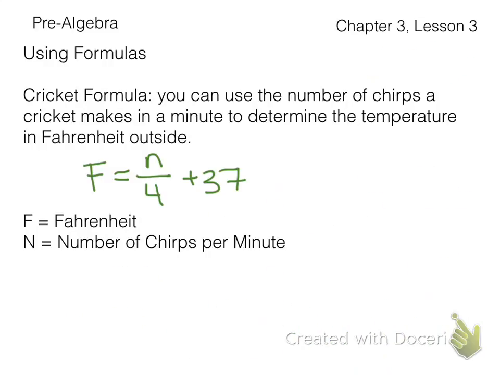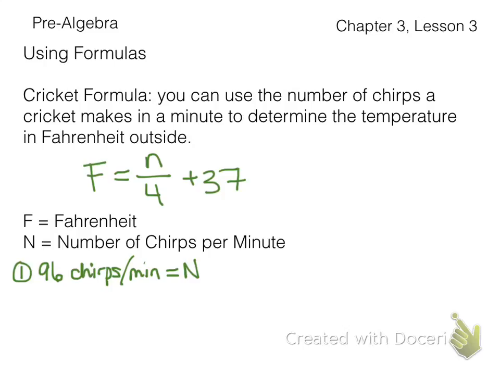Okay. Next problem is the cricket formula. You're going to have to do this in class tomorrow, so get used to it. You can use the number of chirps a cricket makes in a minute to determine the temperature in Fahrenheit outside using this formula. The temperature outside in Fahrenheit is equal to the number of chirps divided by 4 plus 37. So if I have a cricket and I timed it for a minute and I counted 96 chirps, that's a lot of chirps in a minute. It's going to help me determine how warm or cold it is outside in Fahrenheit.